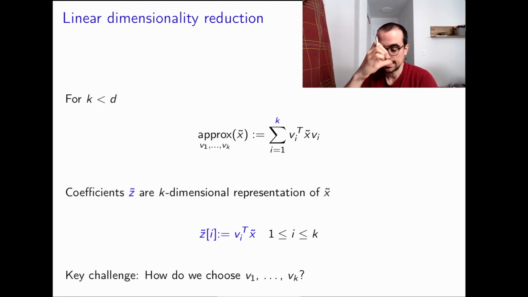Okay, so the key challenge, of course, is how do I choose this? I get a data set. How do I choose these k vectors?